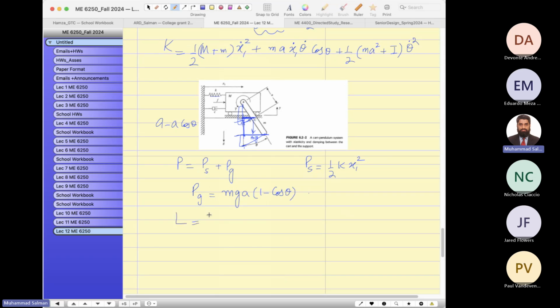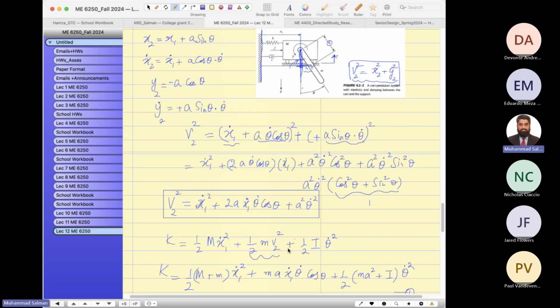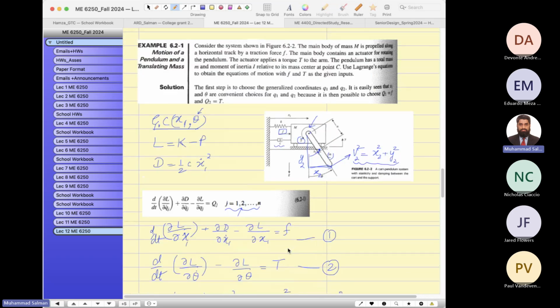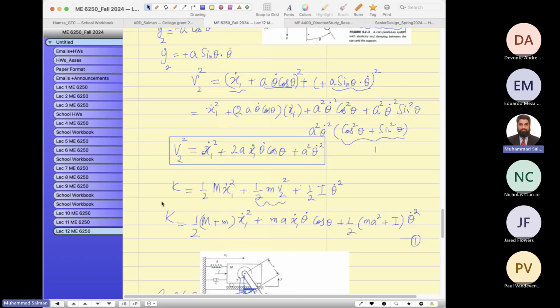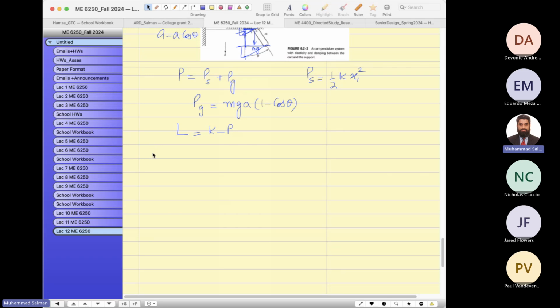So now L equals K minus P. We already have this K as equation one, and P is equation number two. Actually, this is a summation of PS plus PG. We have already written down the dissipation energy, did we? Yes, we already wrote down this one. So we are good to plug into Lagrange's equation to find the equation of motion.